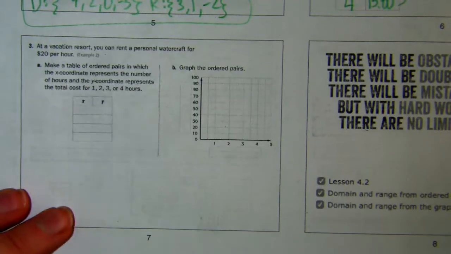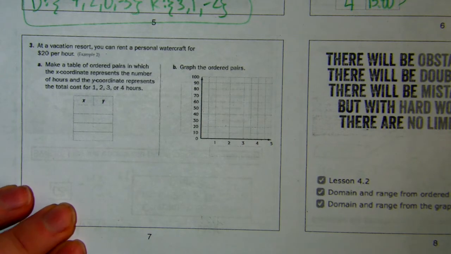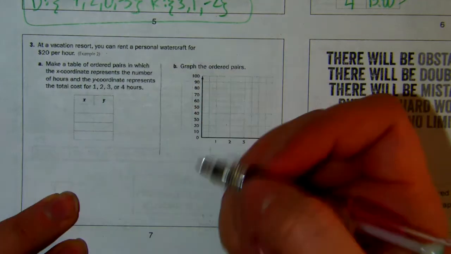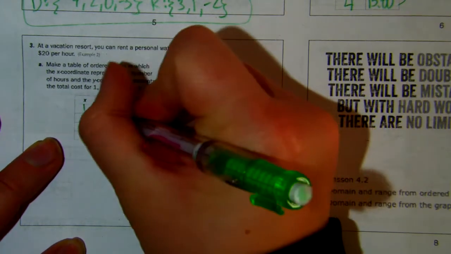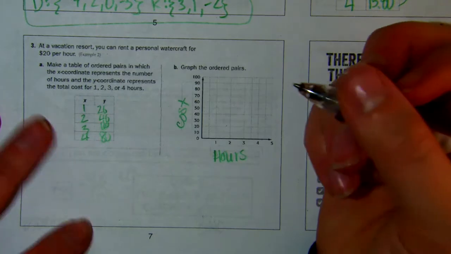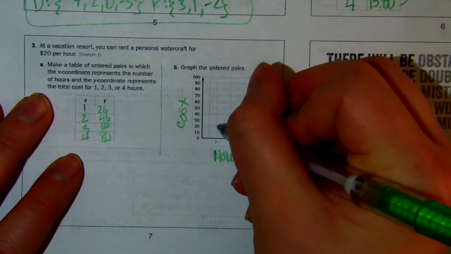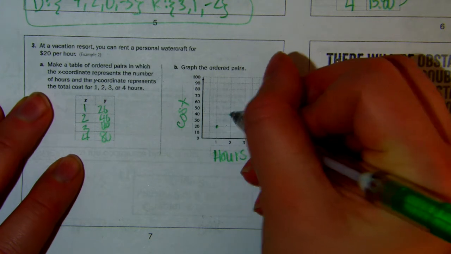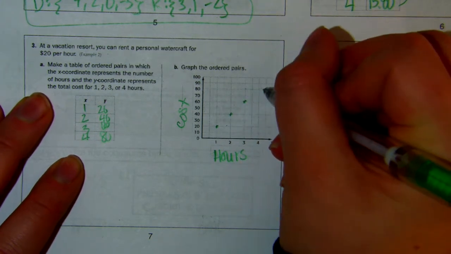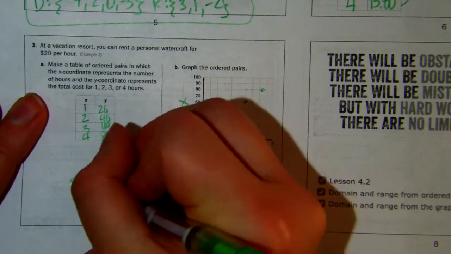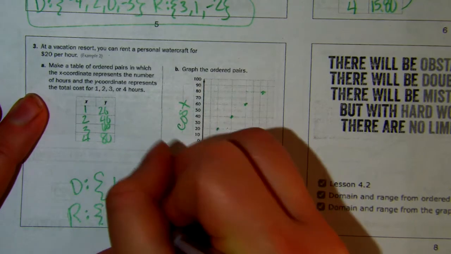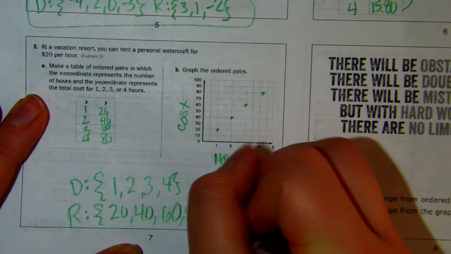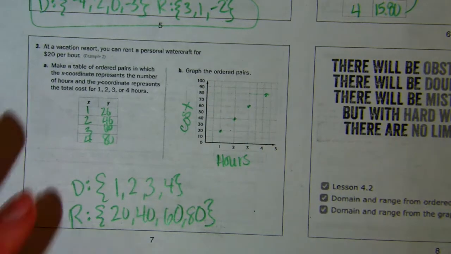Slide 7. So we can rent a personal watercraft for $20 per hour. So make a table of ordered pairs. X coordinate represents the number of hours. And the y is the cost for 1, 2, 3, or 4. This one's nice. 20, 40, 60, 80. So 1 and 20, 2 and 40, 3 and 60, 4 and 80. Doesn't ask us to, but the domain is 1, 2, 3, 4. And the range is the y values 20, 40, 60, 80 in this particular case.